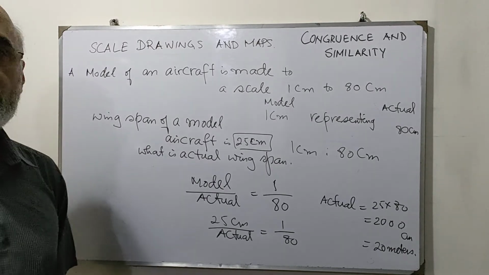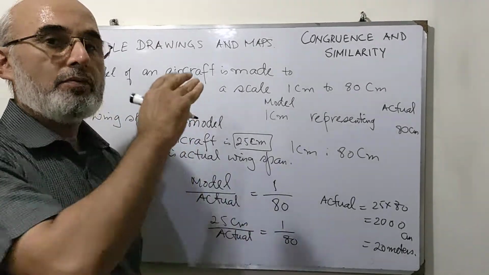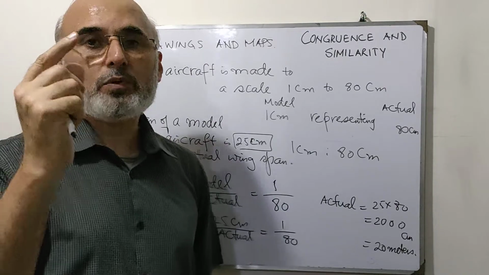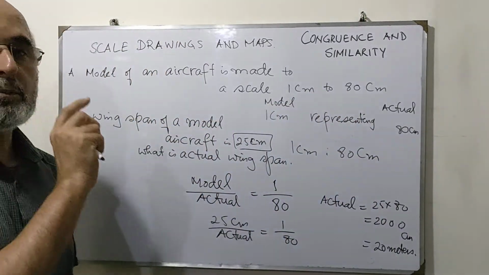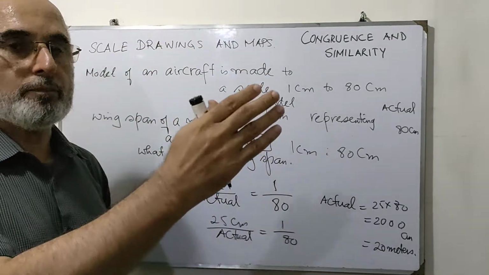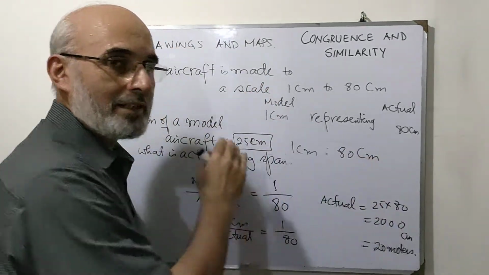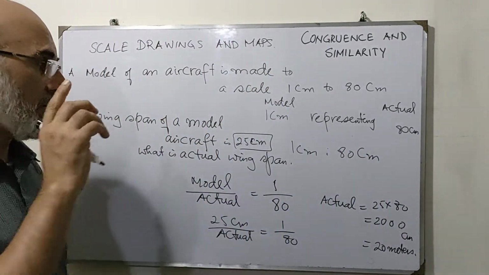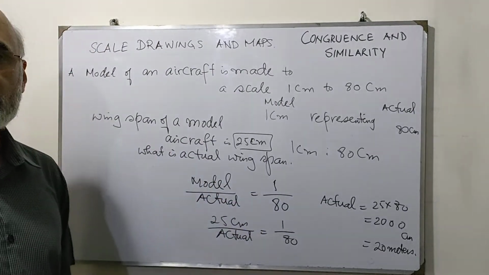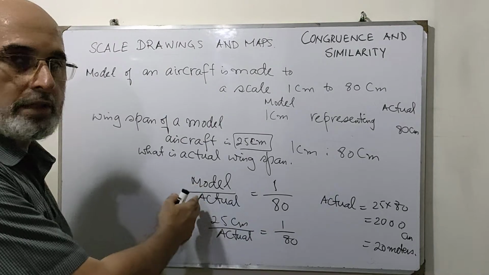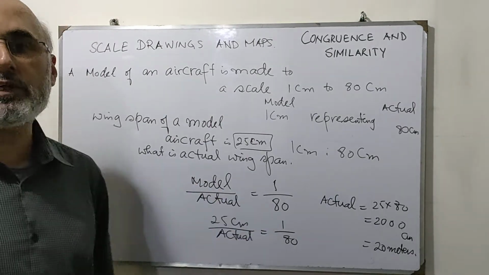So what we have done: whenever we are talking about a scale drawing, we are going to have a scale like this, and this scale is representing model and actual. Basically it's a ratio. When we have this ratio, we use it as a fraction with model and actual, then cross multiply and we'll get our answer.